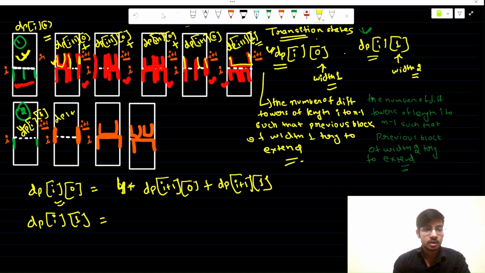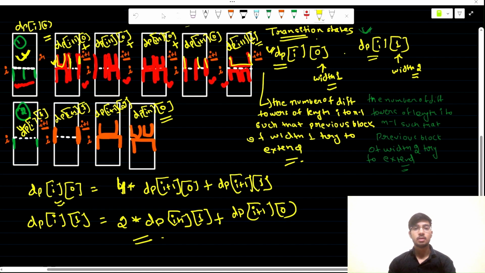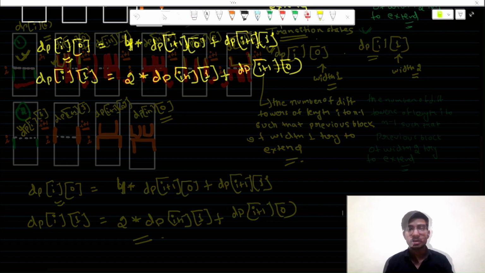It will be dp of i plus 1 with width of 2 try to extend, dp of i plus 1 with width of 1 try to extend. For this, the transition will be dp of i plus 1 with width of 2 try to extend, and dp of i plus 1 with width 1. So this is the transition, right? Next thing, we have to write the base case, right?